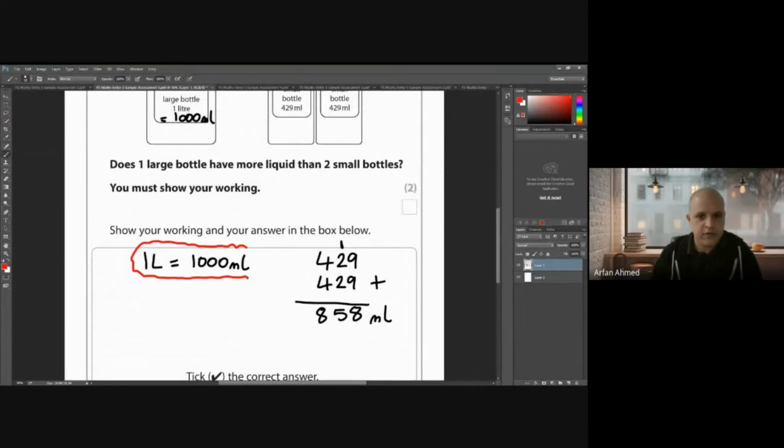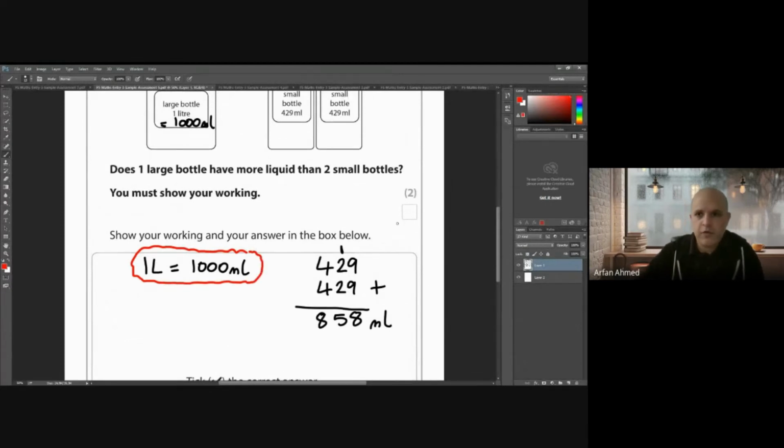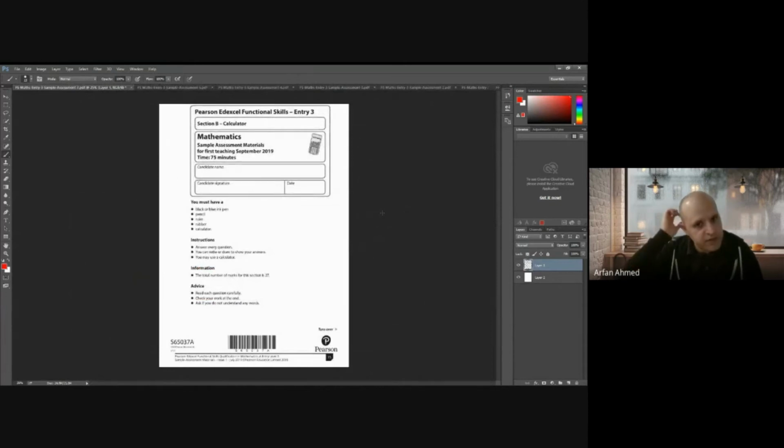Definitely you need to know that. Yep, that is essential. Let's move on. That was it. Yeah, so that was section A done. Let's move on to section B.